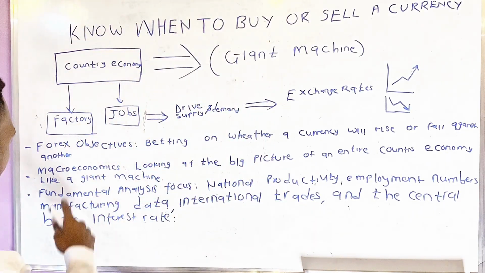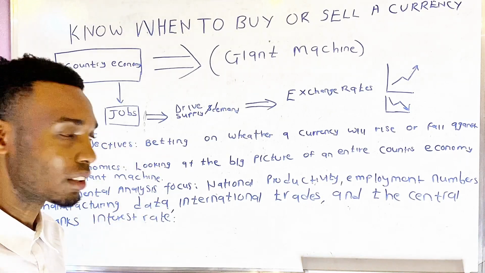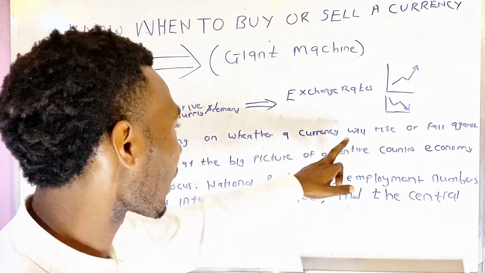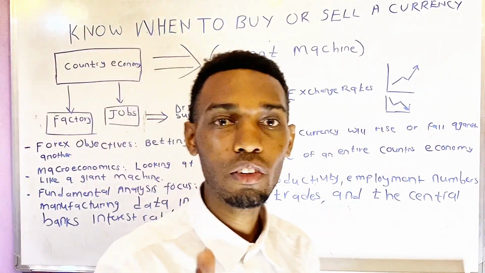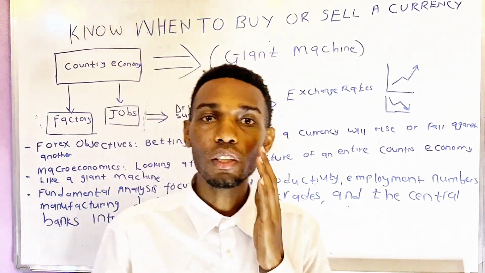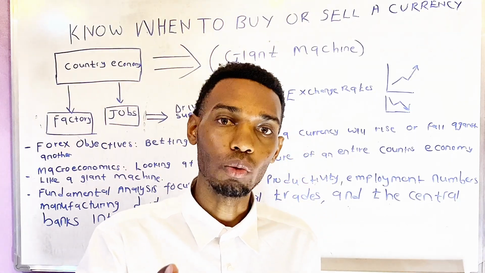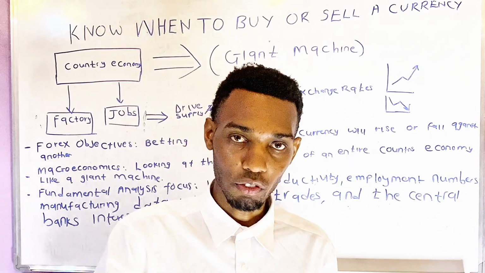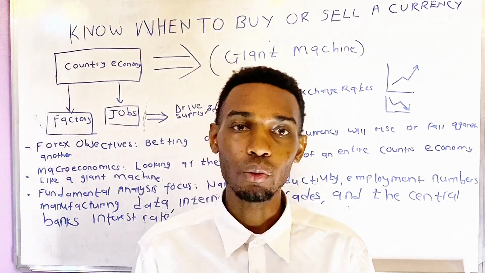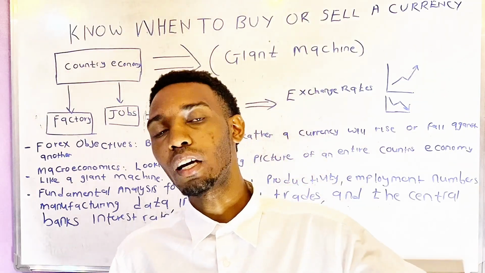Now, the forex objective: betting on whether a currency will rise or fall against another. Now, if you see, you want to buy euros and you want to travel to America. You have euros. You want to buy the dollars. Now, you will just check the rate of how those currencies are rising.